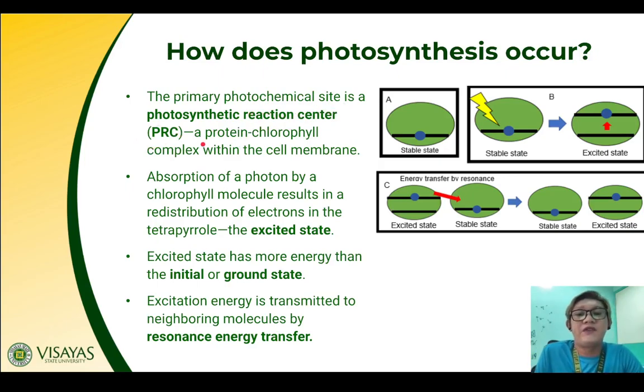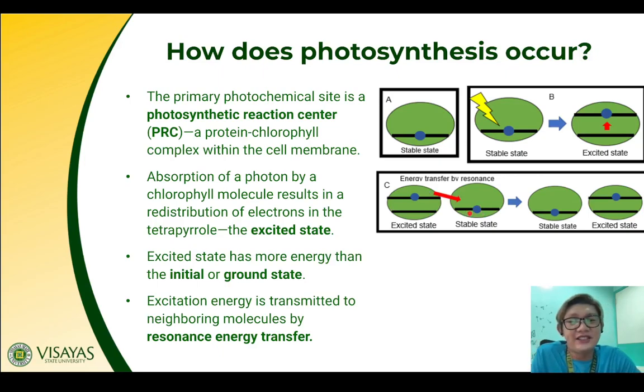This is a protein chlorophyll complex within the cell membrane of microbial cells. Absorption of a photon by a chlorophyll molecule results in a redistribution of electrons in the tetrapyrrole. Because of the photons, the once stable state of the electrons becomes excited. The excited state has more energy than the initial, or ground, state.